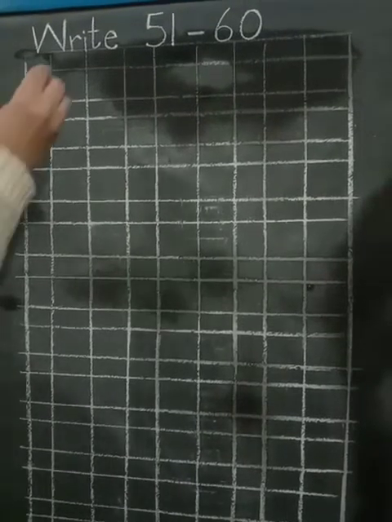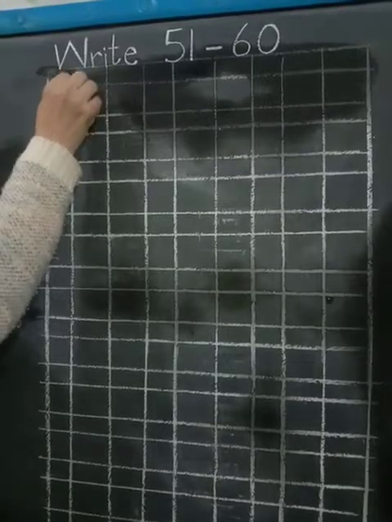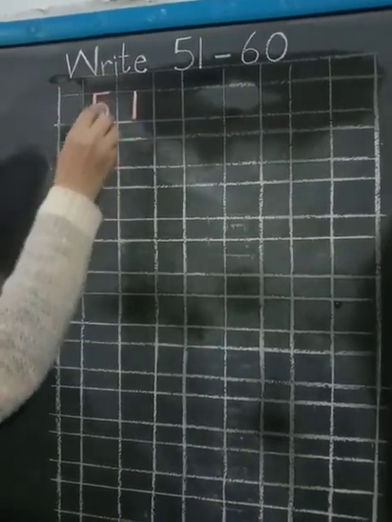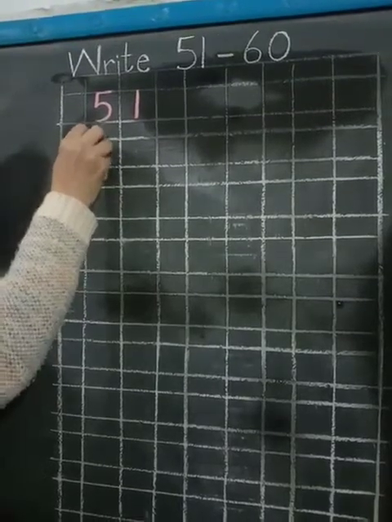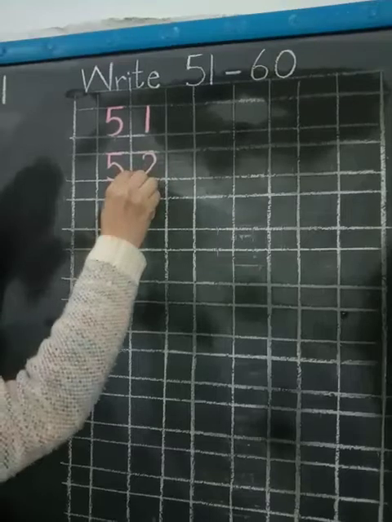Now look at the board. I will tell you how to write 51 to 60 counting. We will start from here. We will write 51. Leave one block. Write 52.